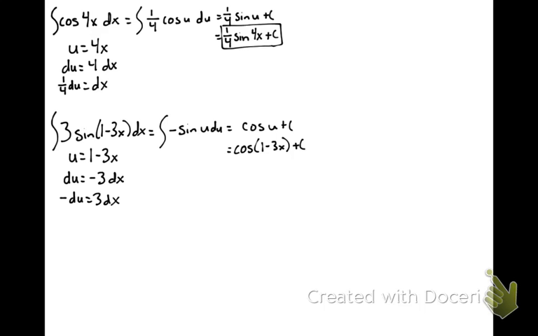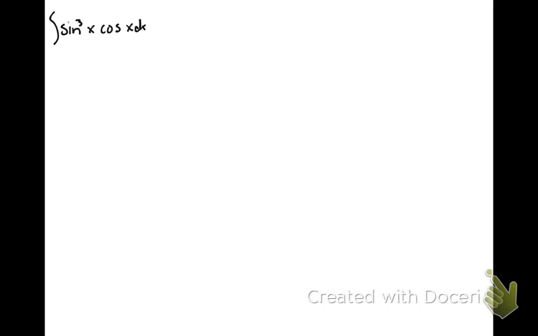Two more trig examples. Here we have sine cubed x cosine x dx. We'd like to integrate that. What I see is I know that if I took the derivative of sine, I would get cosine. So if I let u equal sine x, then du equals cosine x dx, which means in terms of u, this is the integral of u cubed du, and that we can integrate.